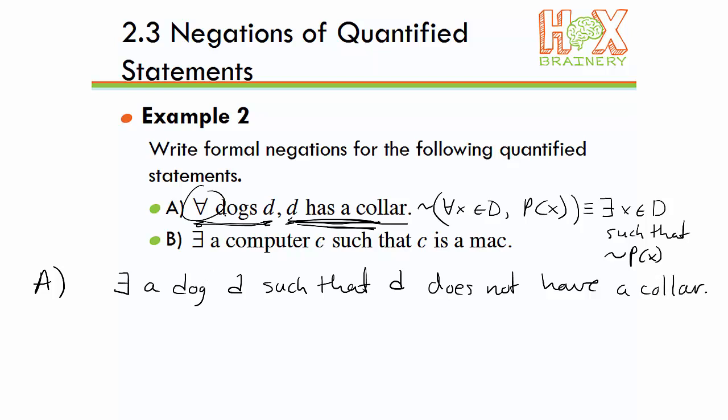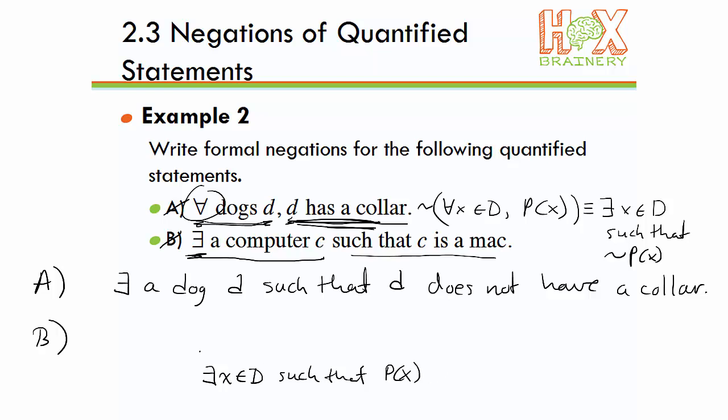So that's your negation. These are going to be a little bit more challenging because you can't really use that table exactly. So think of the theorems and maybe have that in front of you when you're doing the homework. And then for part B, there exists a computer C such that C is a Mac. So right now, part B is saying there exists an X in D such that P of X. That's the current form of part B.